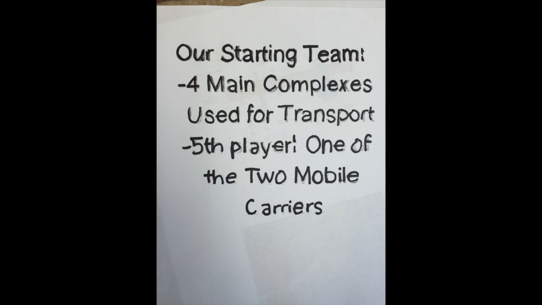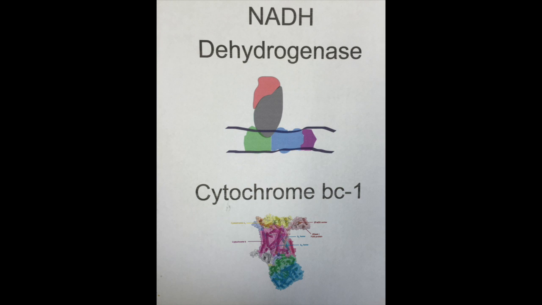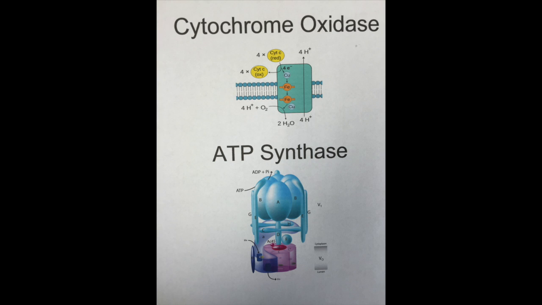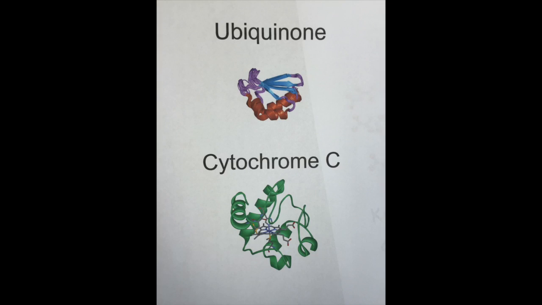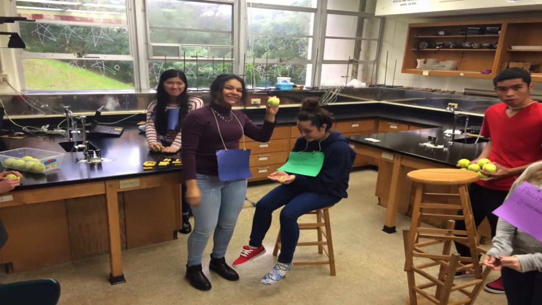The four main starters in our electron transport chain are going to be the main complexes used to transport our electrons. These players are NADH hydrogenase, cytochrome BC1, cytochrome oxidase, and our MVP, ATP synthase. Our fifth starter can be compared to the mobile carriers ubiquinone and cytochrome C. These guys are essential players because they love to hustle up and down the court, but all they can do is pass the ball. Okay, so let's begin our championship game.